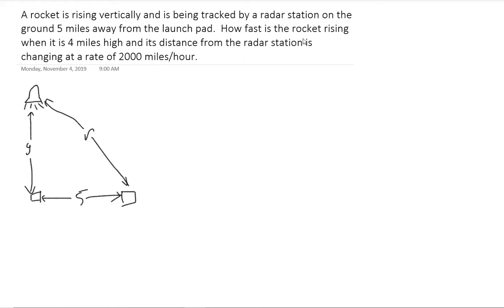Okay, how fast is the rocket rising when it is 4 miles high and the distance from the radar station is changing at a rate? So distance from the radar station is r, and y is 4. How fast is it rising? Well, that's dy/dt. So we need to know what that is. The parameters they're giving us, 4 miles high, y equals 4.